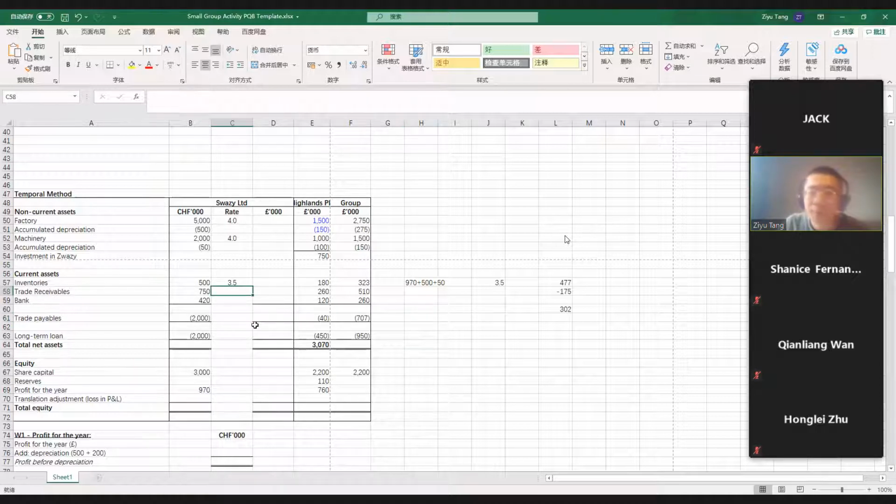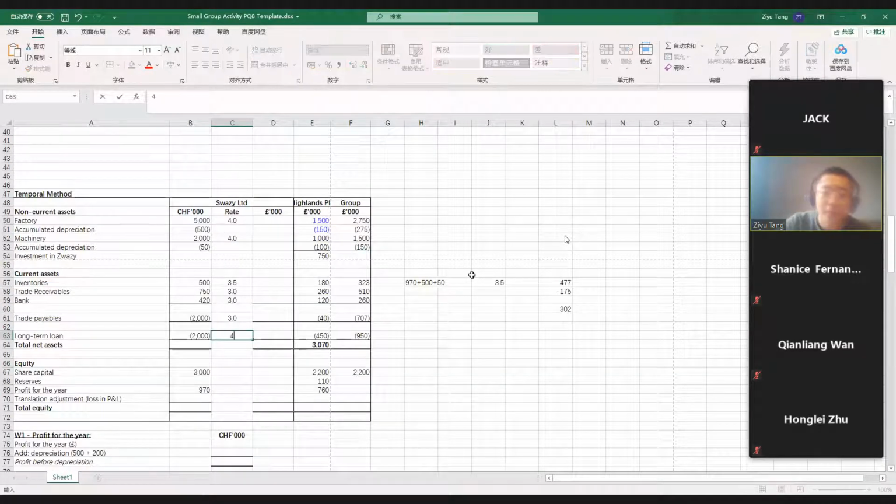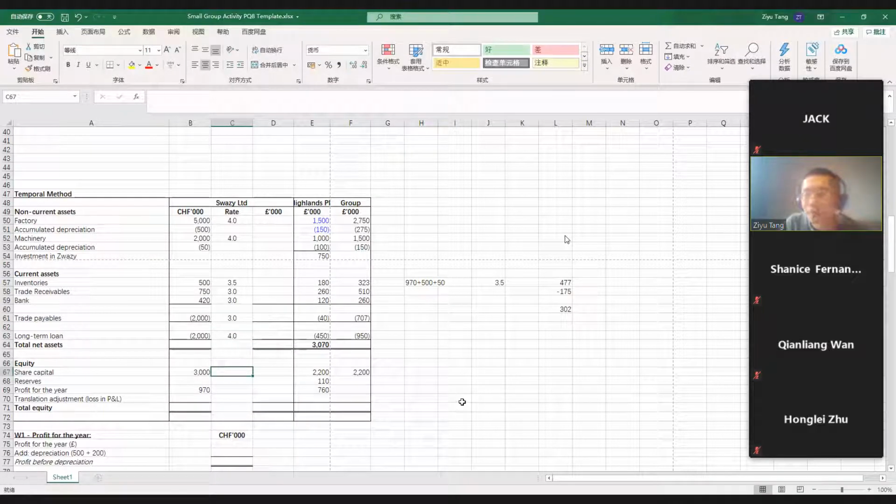And the trade receivable, because it's a monetary asset, we don't need to discuss. We use the closing rate, right? As the rule requires us to do so. And bank, 3, trade payable, 3. For the long-term loan, we use the historical rate. Following the question, the loan was raised on 1st January, so the historical rate is 4, right? The share capital, we use the rate of acquisition, and it's 4, right? Because the acquisition was made on 1st January 2016.